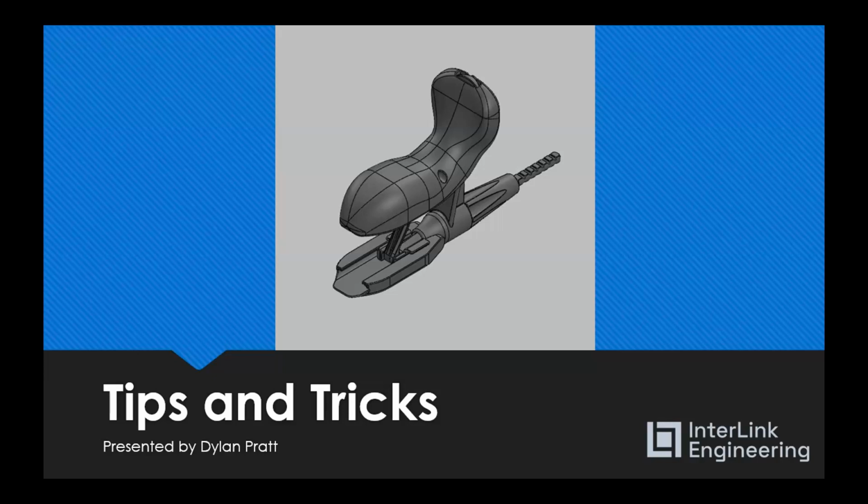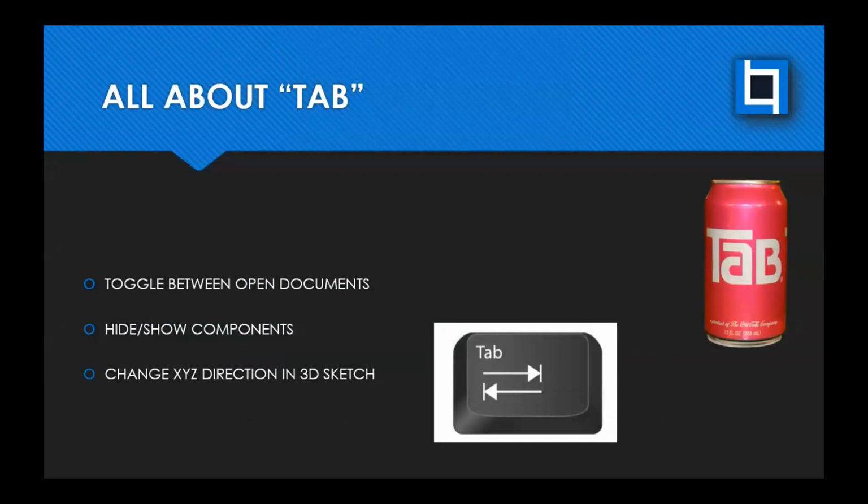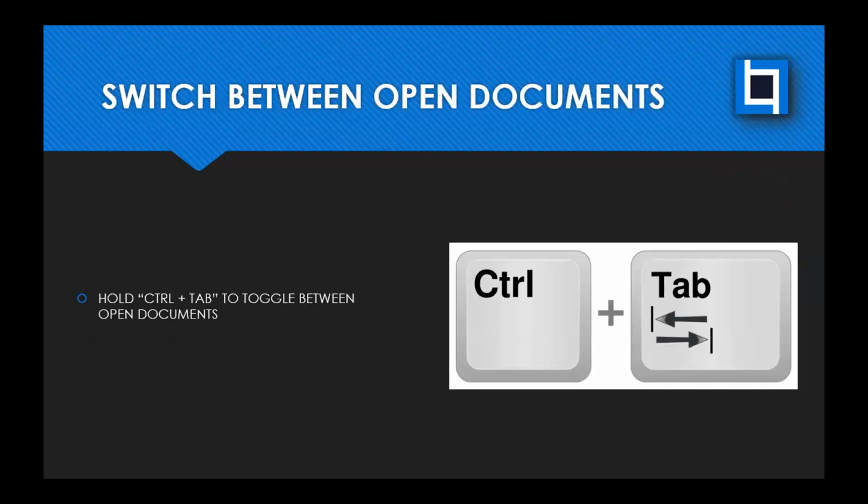It's pretty simple tips and tricks today. It's all about Tab. So how we use Tab in SolidWorks to do a few different things, some of which you probably know, and possibly some of which you don't. I know there was at least one in there I didn't know about until I was looking around. So let's start with one of the more basic ones. We've got Control Tab between documents. I venture to guess we've probably all done this one.